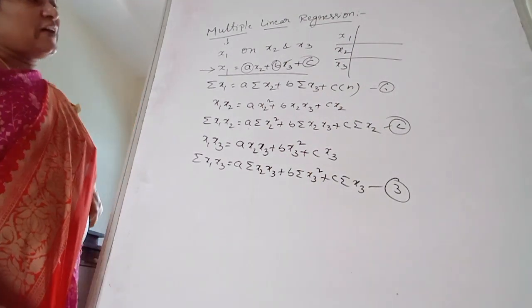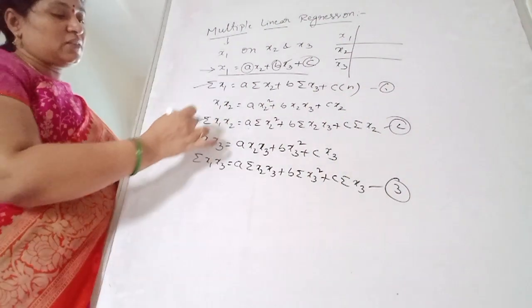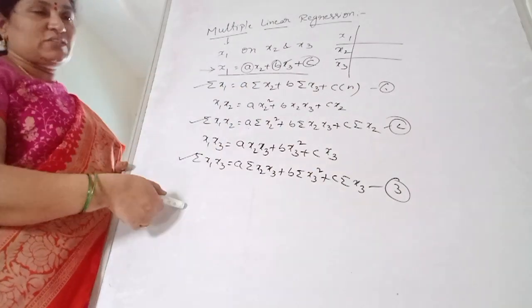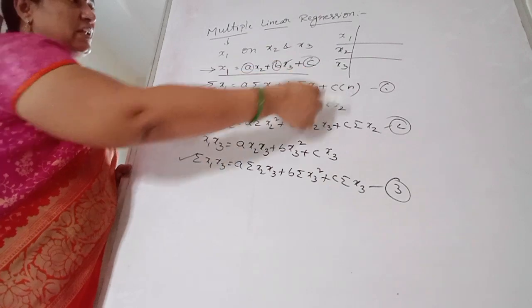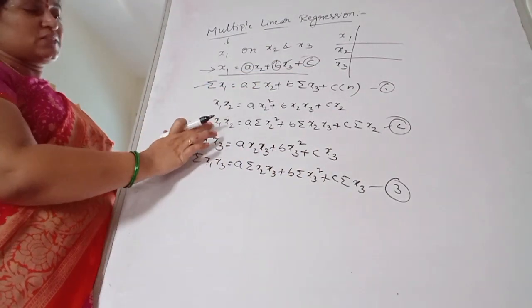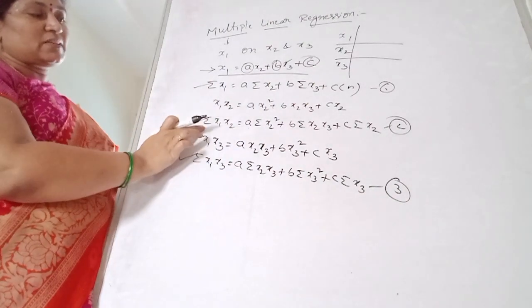For finding the a, b, c values, we form the normal equations. We have here three normal equations. Now substitute all these summation values here: summation of x1, summation of x2, summation of x3, and n is the number of observations for the given values. Summation of x1 x2 is multiply x1 and x2. By adding all these values, we get summation of x1 x2.